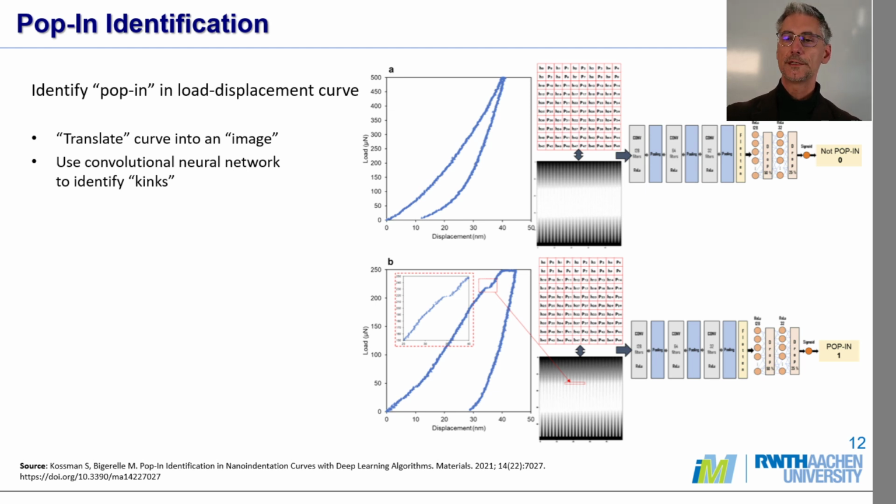One way of identifying them is to translate this low displacement curve into an image, not using the pixels directly, but using, for example, measurement points at each part, and then use convolutional neural networks to identify whether or not there is a pop-in at a given region.